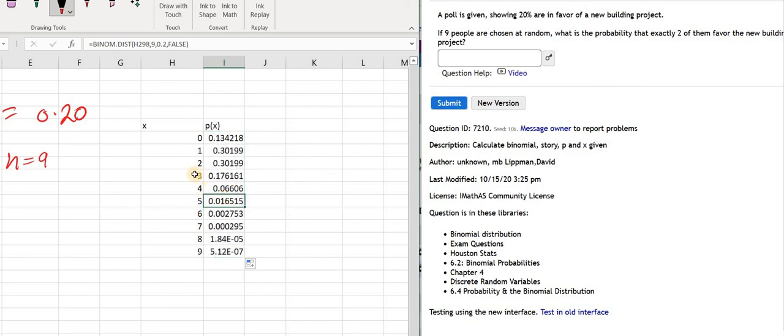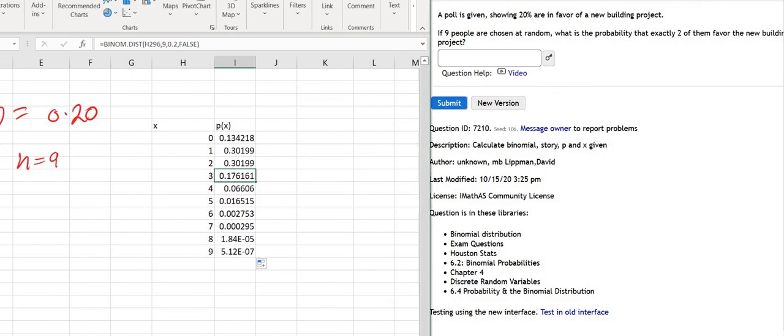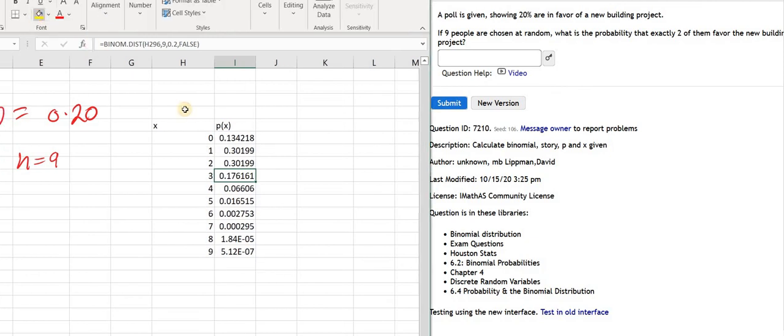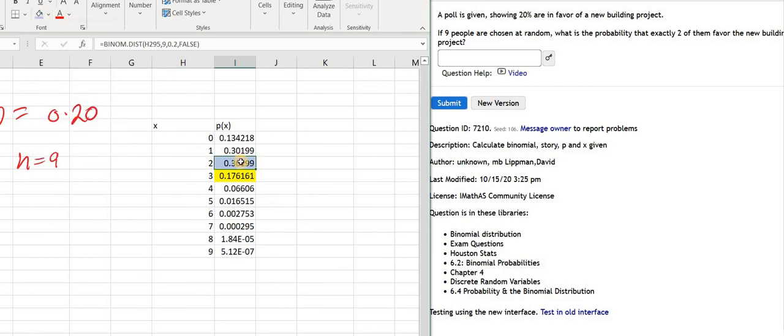So for example, the probability that exactly 3 favor the new building project is this number that I am going to highlight here. This one. The question is asking what is the probability that exactly 2 favor the new building project. Exactly 2 is the number that corresponds to possibilities of 2, which I'm going to highlight in blue. So that is the answer.